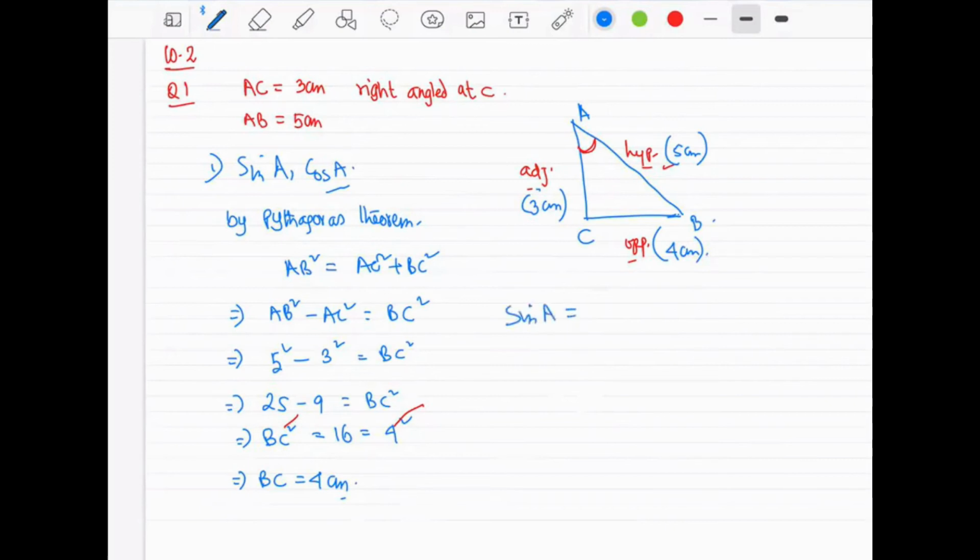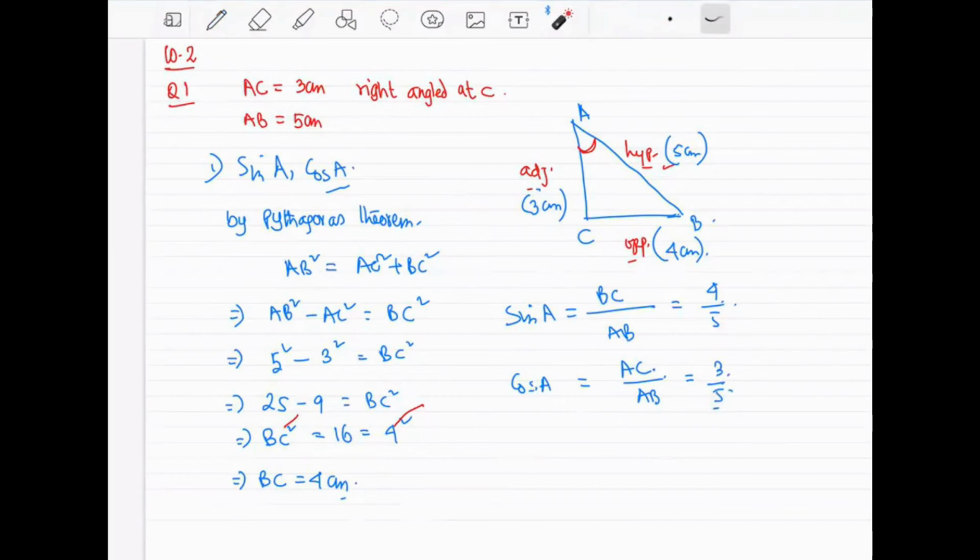Now, since we have found out all the sides, we can focus on what's the value of sine A. The value of sine A is opposite by hypotenuse, so that will be BC by AB. Put in the values, 4 by 5. Cos A, it's AC by AB. Adjacent by hypotenuse, right? So we have got 3 by 5. That's it. Very easy one.